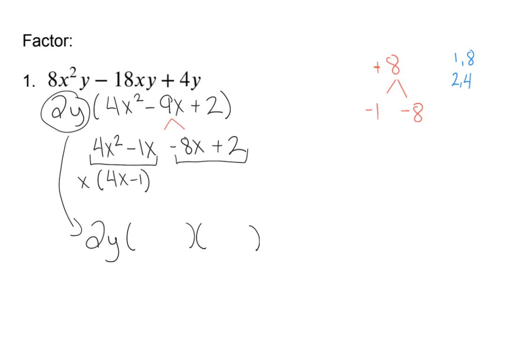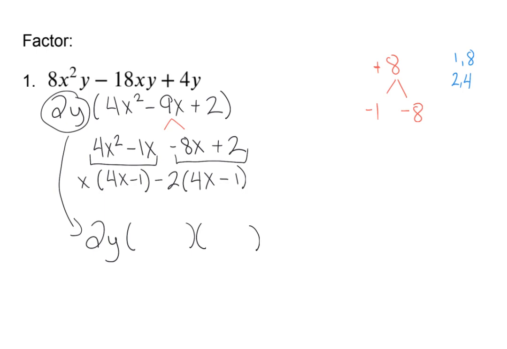In the second group, I can pull a 2, but be careful. If I pull a 2, it's going to leave this as a negative 4x, and that's not going to match. So instead of 2, I need to pull negative 2. When I pull that negative, it's going to change everybody's sign. So this is now positive, and this is now negative. 2 out of 2 leaves me with a 1. Those guys match, so we're in business.